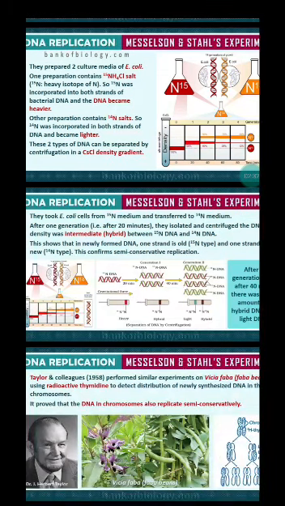Clear? So the E. coli was grown in a medium containing ammonium chloride, of which the nitrogen was the heavy type, for many generations. That means the source of nitrogen for these bacteria is only the ammonium chloride.